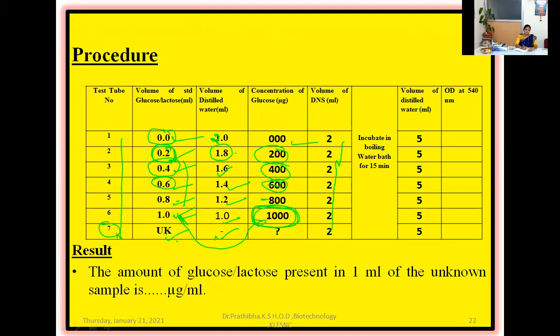For this unknown test tube, the addition of the glucose and the addition of the water will be done by the examiner for the seventh test tube. Okay, so this is the question mark you need to find out through the graph.